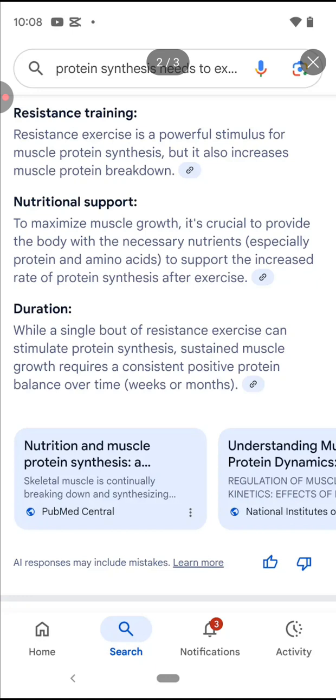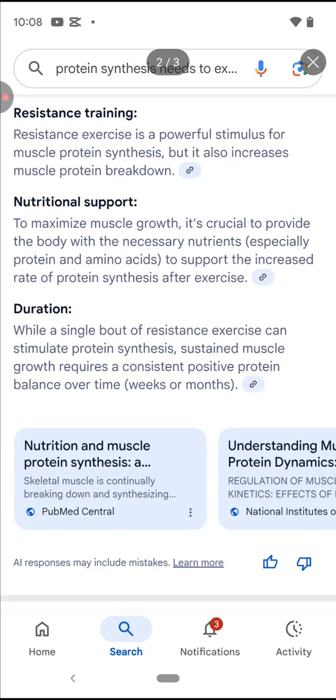Duration, and now here's the duration. This is the kicker. It has to be sustained for a long period of time to see that mass on that myofibrillar. If it's not, you're never going to see growth. It's going to always look the same.